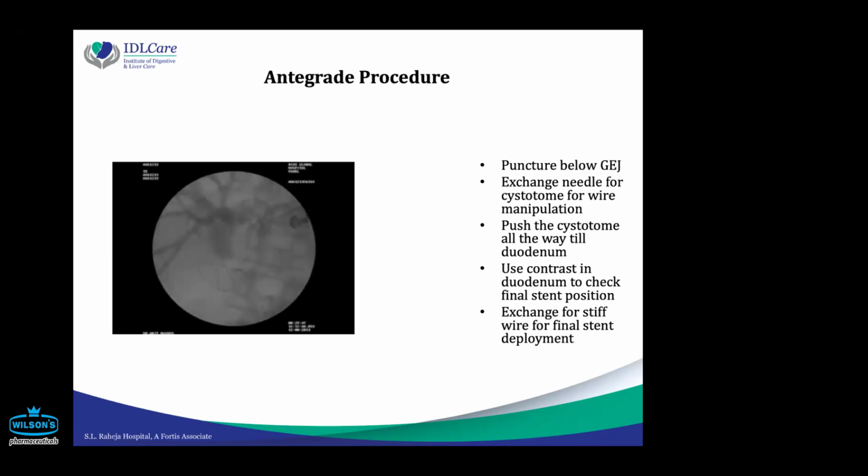So you see here we have passed a wire across the stenosis. You can see there are clips here. So this is a post-Whipple's patient. So you pass the wire, then pass a dilator. In this case, this is a 6 French cystotome. Confirm that you are in there, exchange with a stiff wire, and then place a stent. So this is called antegrade procedure because we are going antegrade exactly like PTBD.